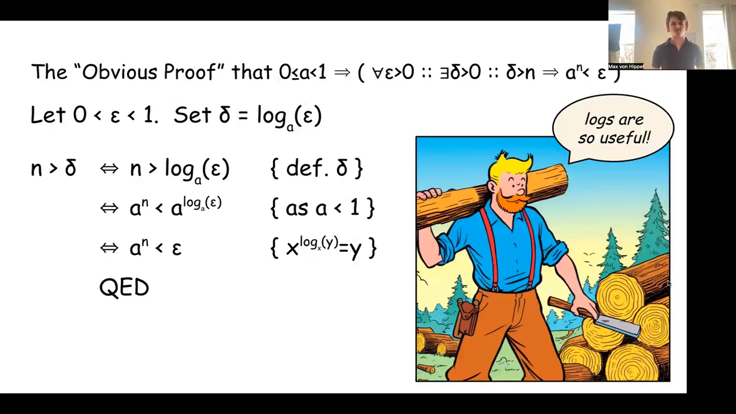So the obvious way that we would prove this theorem on paper is I would say, let delta be logarithm base a of epsilon. In that case, if n exceeds delta, then I can exponentiate both sides, and I get a to the n is less than a to the log base a of epsilon, which is epsilon, and I'm done. This is like the most straightforward proof in the world, and all you need in order to do this proof is access to an arbitrary base logarithm.